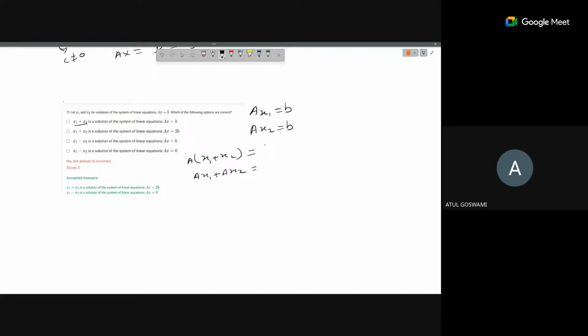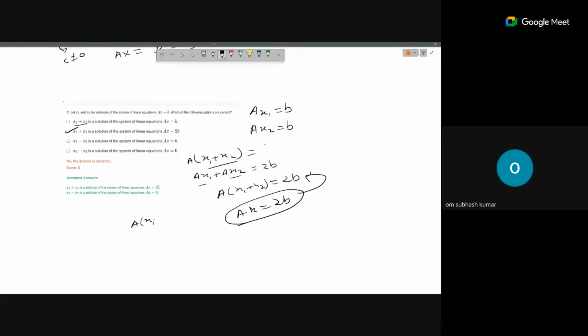This is also b, this is also b, so this is 2b. Is that clear? Yes, sir. So x1 plus x2 is a solution of the system Ax equals 2b. This system has the solution x1 plus x2. So that's why the first option is not correct, and the second one is correct. And for x1 minus x2, similarly you can check.